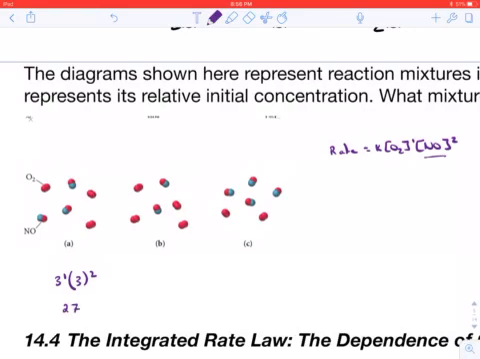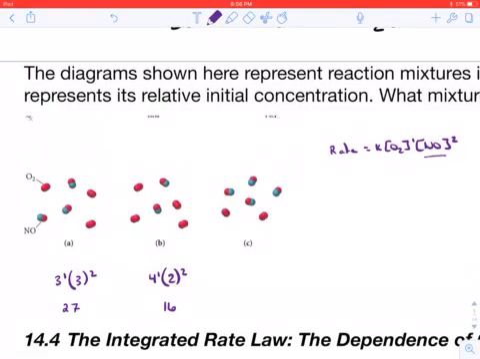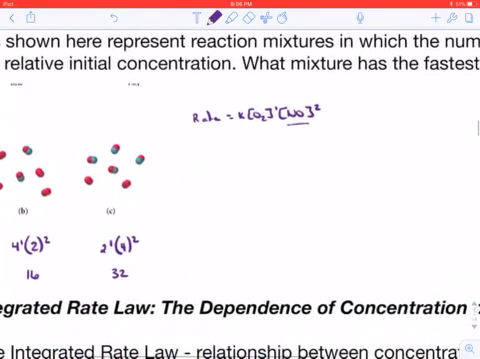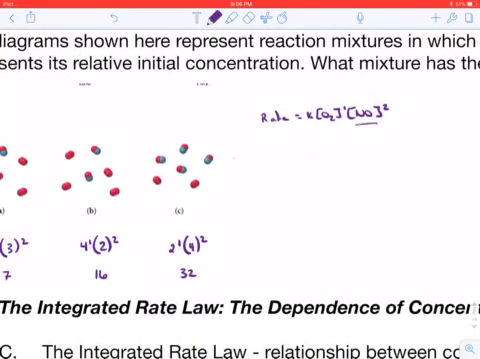Here we have 4 to the 1 times 2 squared. 4 times 4, 16. Now looking at this next one, we have 2 to the first times 4 squared. 4 squared is 16 times 2, which gives us 32. The one that has the fastest initial rate is C.